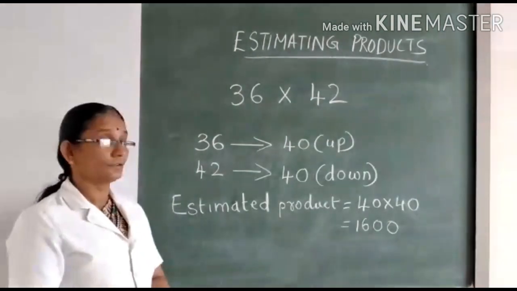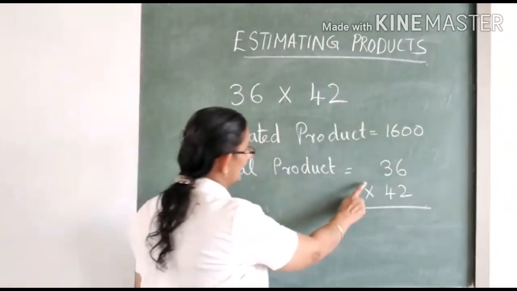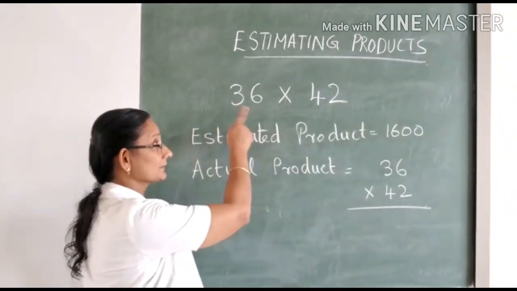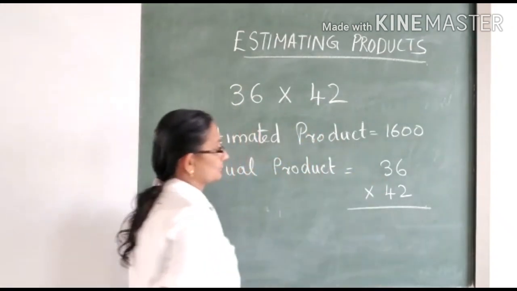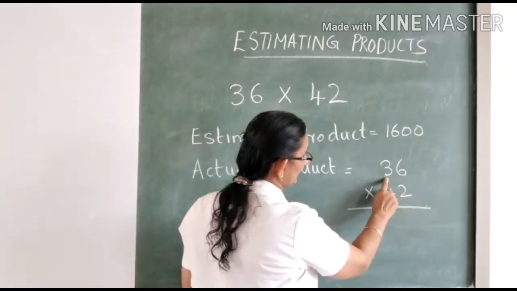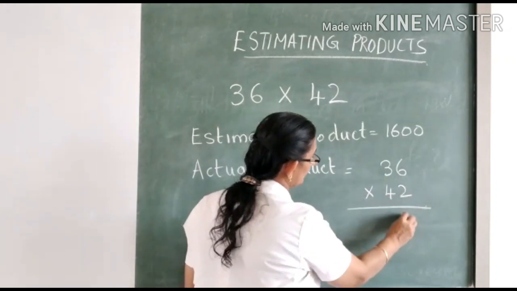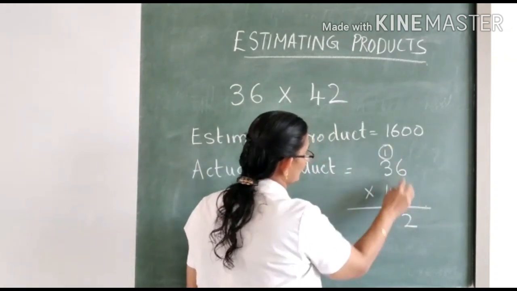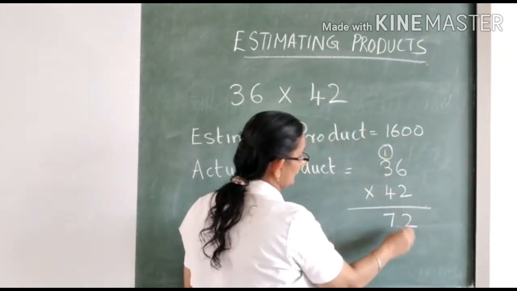Okay? So let us find out what is the actual product. The actual product is the multiplication of the number 36 with 42. So let us go for the multiplication. We have to multiply 36 with the digit 2. So 2 into 6 will give you 12. 2 into 3 will give you 6 and 6 plus 1 will give you 7.